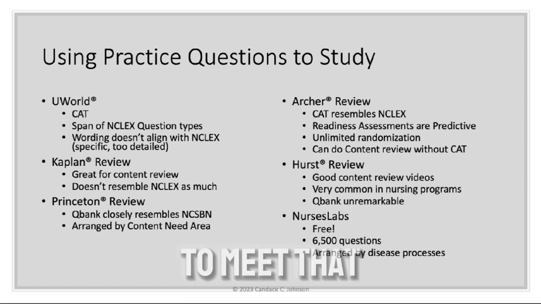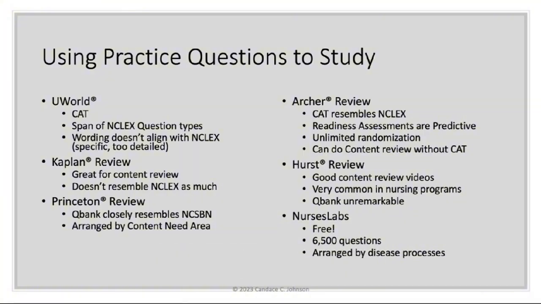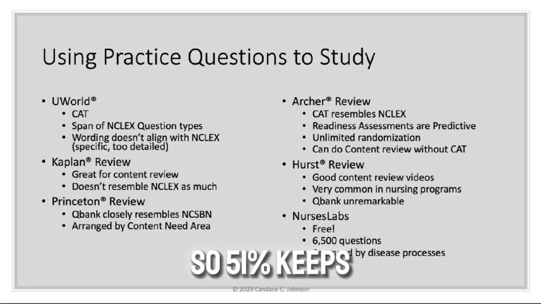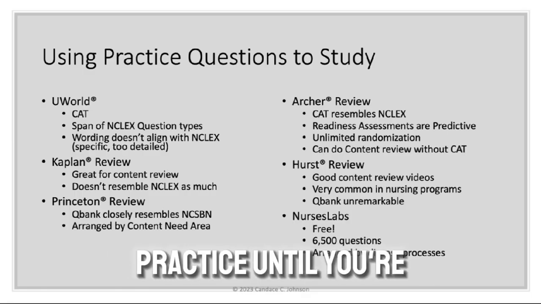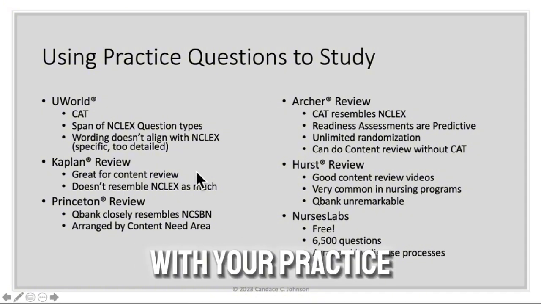The goal is to be able to meet that threshold of 61% for LPNs, and for RNs, you need to make about a 51% pass rate on your practice questions. So 51% keeps you going, right? Will be a good predictor. Now, if both of you could land at 60%, PNs and RNs, you're likely to pass the NCLEX. Okay. So continue to practice until you're holding a strong average of about 60% with your practice questions.